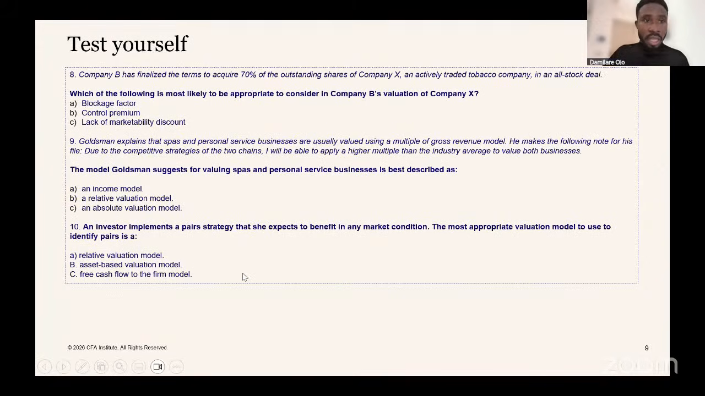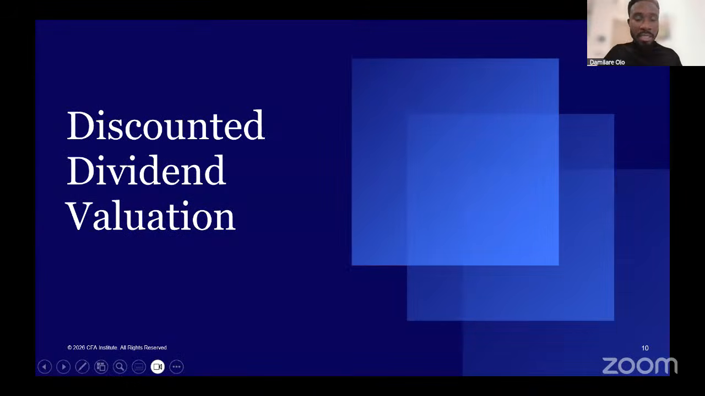Okay, that's on that particular topic. So moving on to discounted dividend valuation quickly. We have just about 30 minutes more.